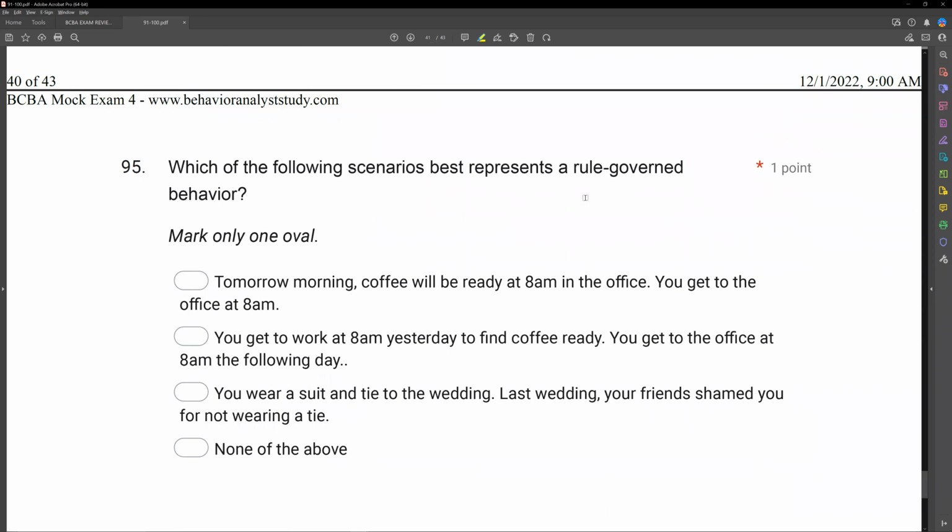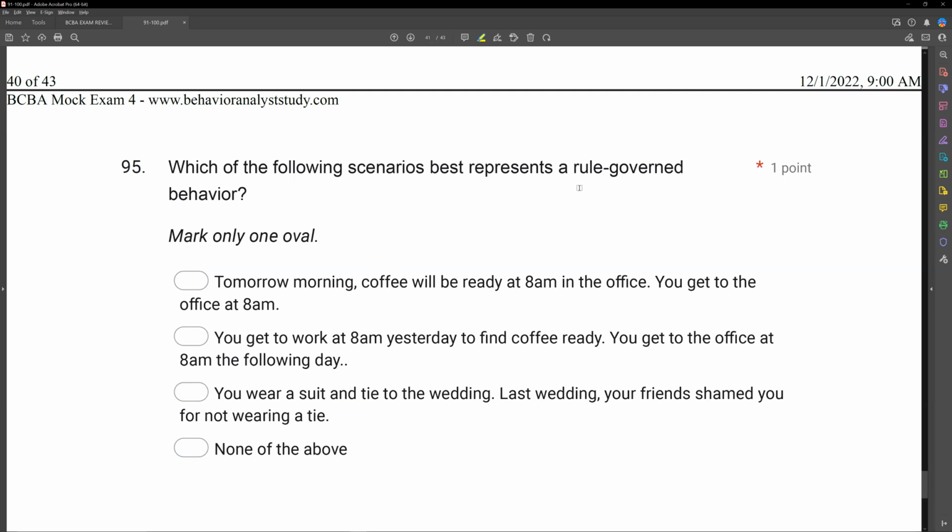Remember, we have rule-governed behaviors and contingency-governed behaviors, or really contingency-maintained, however you want to put it. Some behaviors are influenced by rules. Some are maintained by contingencies. Okay, let's put it that way. So, rule-governed versus contingency.